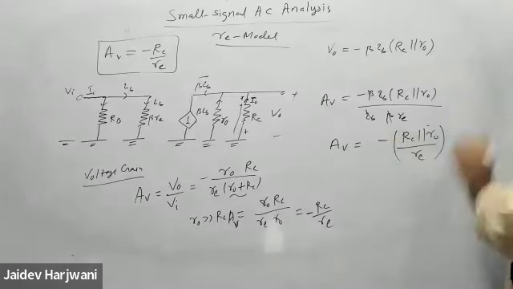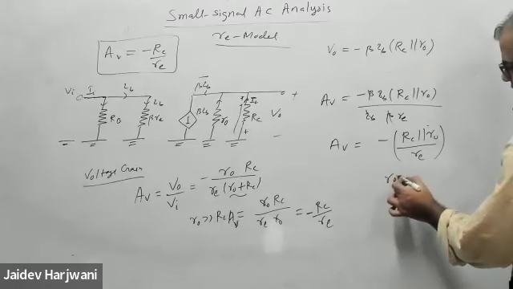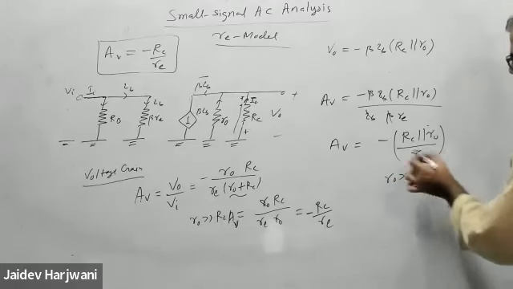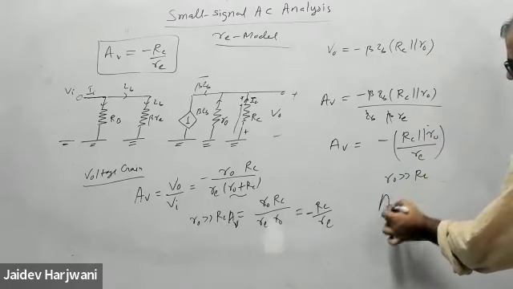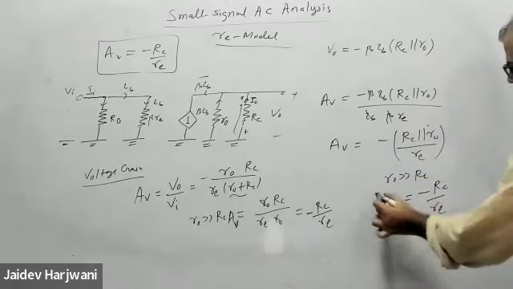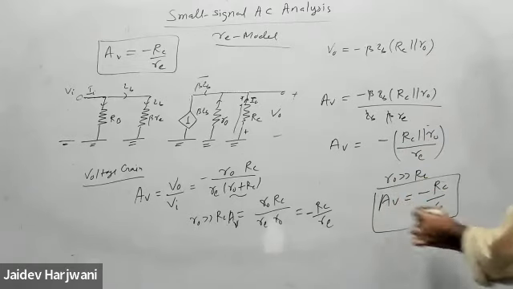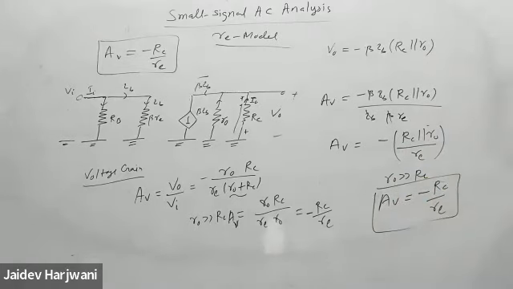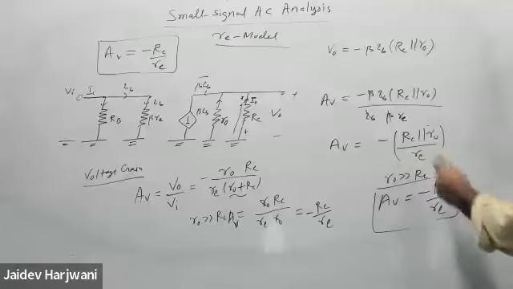So it is better to remember this formula for gain. And if R naught is greater than RC, then you can neglect the R naught, and your gain will be simply minus RC by RE. RE, how to find out? RE will be calculated from the DC analysis, RC will be given in the question. Just take the ratio, that is your gain.